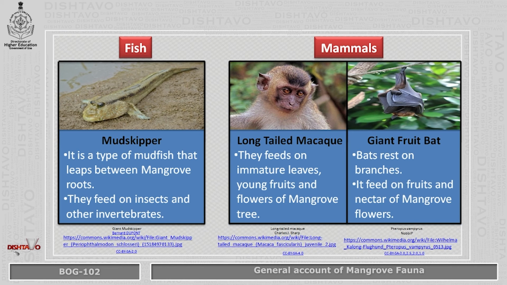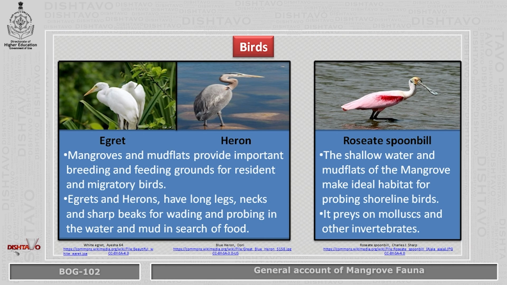The next is the giant fruit bat. The bats rest on the branches of the mangrove tree and feed on the fruits and the nectar of mangrove flowers. Now the birds which are found in the mangrove forest.